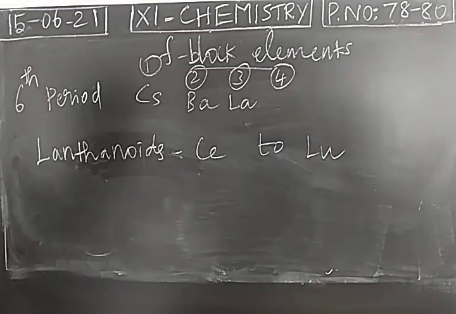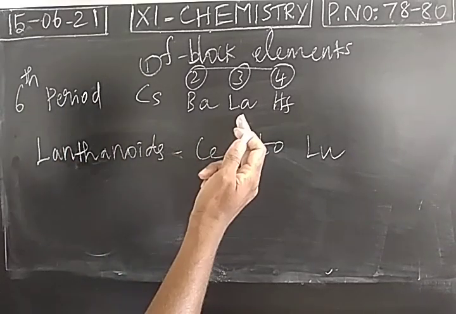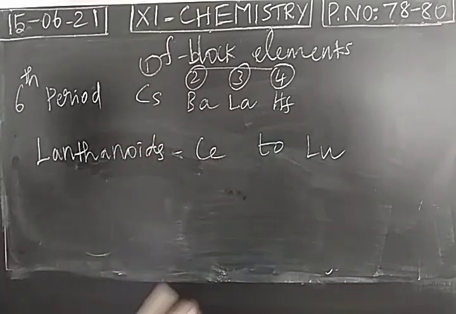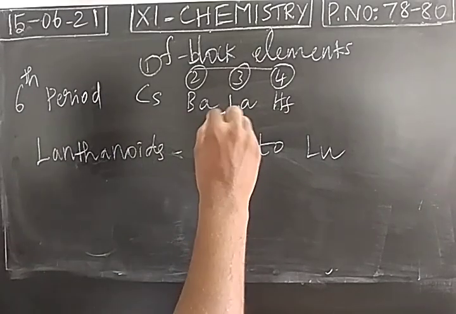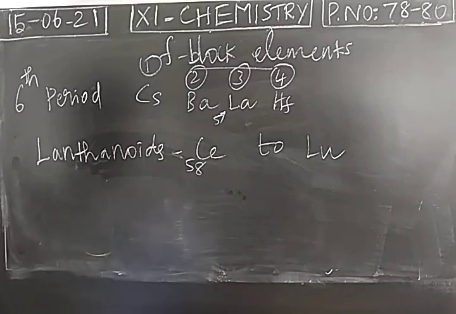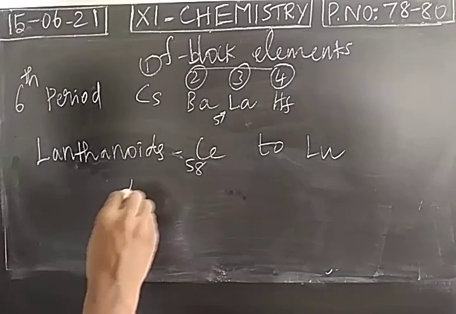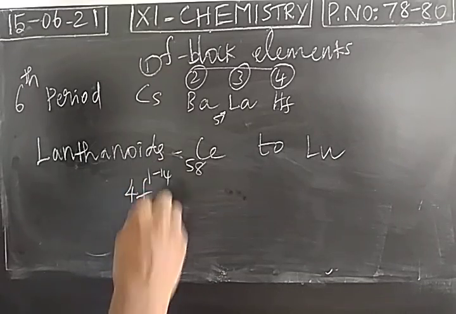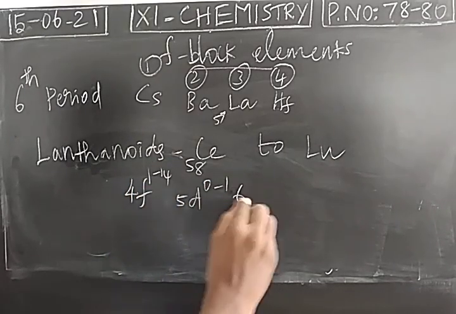In the sixth period, we have hafnium, then tantalum, tungsten, like that it goes. So what is an F block element? In the sixth period, after lanthanum, 14 elements are taken away. Lanthanum with atomic number 57, then cerium 58, promethium 59. So 14 elements are taken out because the outermost orbital is the F orbital. For lanthanides, the configuration is 4f 1 to 14, 5d 0 to 1, 6s2.